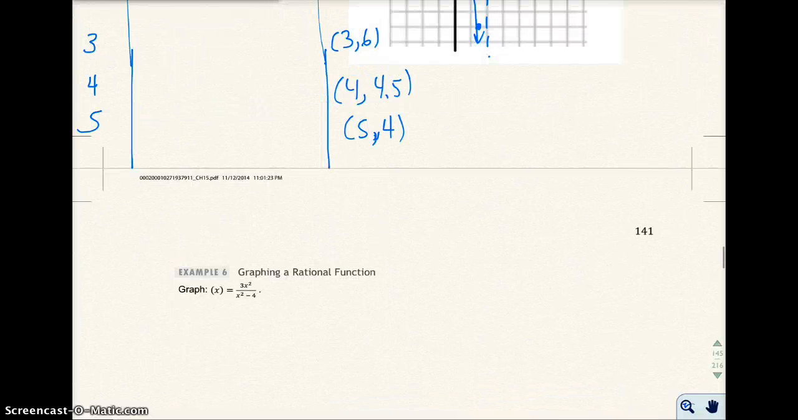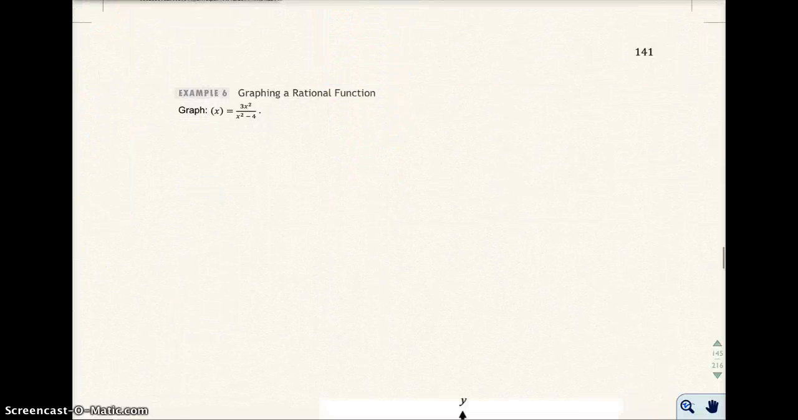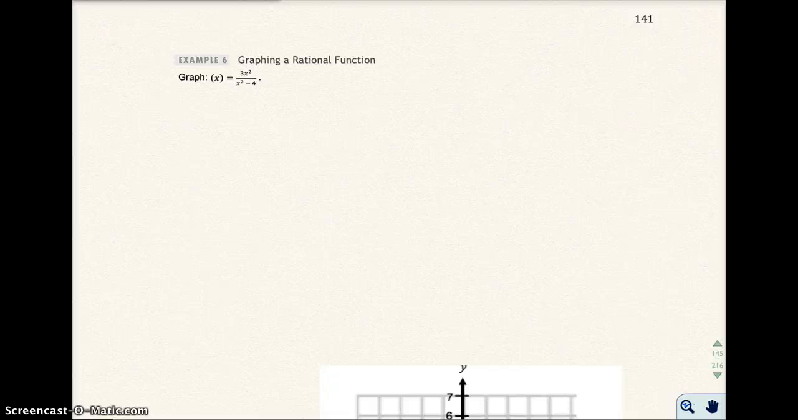Okay, so we're on example 6 now, and we're going to keep on graphing rational functions. We're going to follow the same steps as before. So we're going to start with number 1. We're going to find their symmetry.